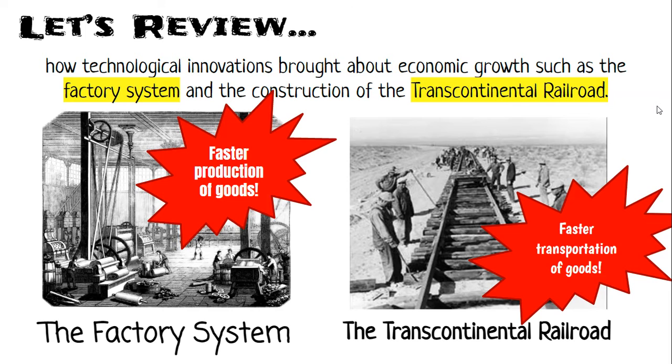Let's review next how technological innovations brought about economic growth, such as the factory system and construction of the Transcontinental Railroad. With the factory system, we see the faster production of goods. With the Transcontinental Railroad, we see the faster transportation of goods. Both of these are going to help spur economic growth, and these innovations in the way that goods are produced and the way that they're transported are going to be more expedient, faster, and also allow for those goods to be cheaper.